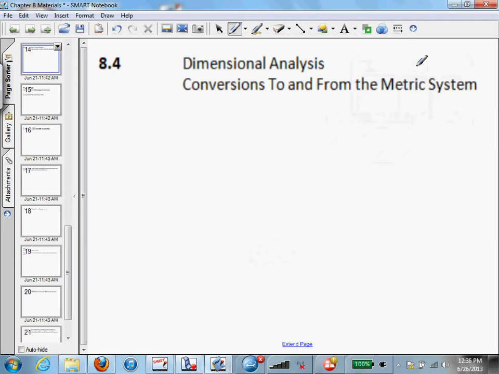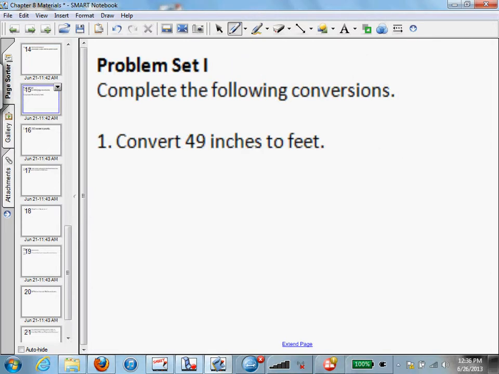Hello and welcome to 8.4 Dimensional Analysis and Conversions to and from the Metric System. Okay, so let's get started with some problem sets. Problem set 1, complete the following conversions.